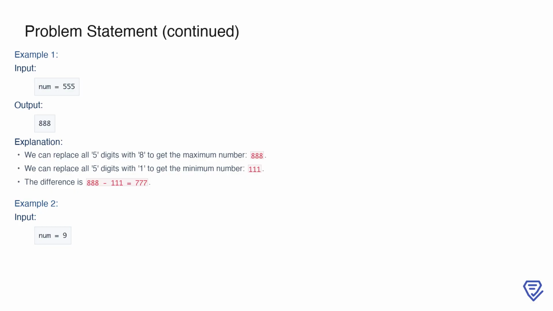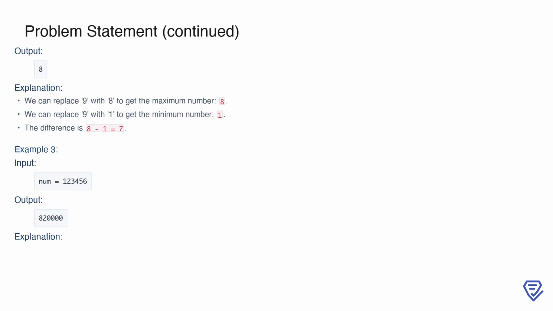Now, let's move on to another example. Here, the input is number equals 9. To calculate the maximum possible difference, we can replace the digit 9 with 8, yielding the number 8. For the minimum number, we replace the 9 with 1, resulting in 1. The difference between these two numbers is 8 minus 1, which equals 7. This example highlights how the problem works even for single-digit numbers, where the entire number is modified in each operation.